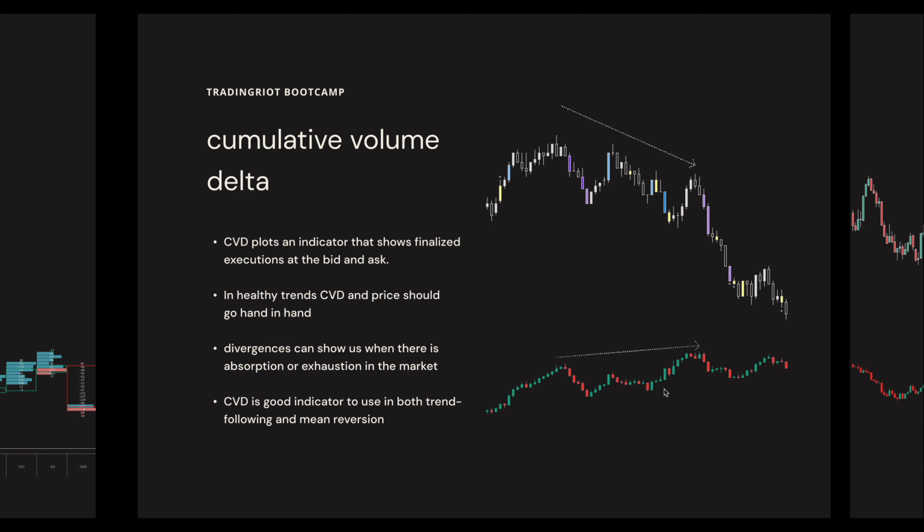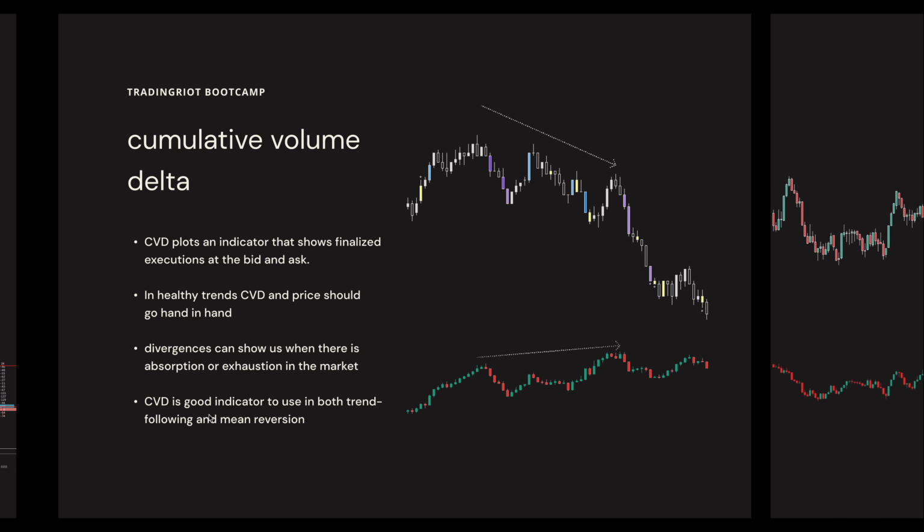Once there is an imbalance between them, this is time for you to pay attention. Divergences can happen, and they can show us when there is absorption or exhaustion in the market. Cumulative volume delta is a good indicator to use for both trend following and mean reversion. What I'm going to say here as well is that this is an indicator for day trading.